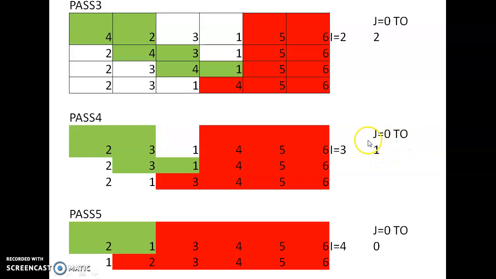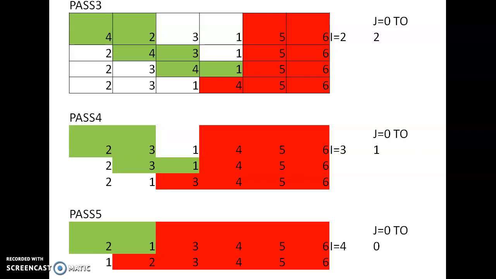How is this particular 1 coming? The total number of elements is 6. 6 minus 1 is 5, and we are taking this particular 3. That means the J value is varying up to n minus I minus 1. Whenever the I value is equivalent to 3, it is comparing up to J less than 6 minus 3 minus 1. That is, J is varying from 0 to 2.